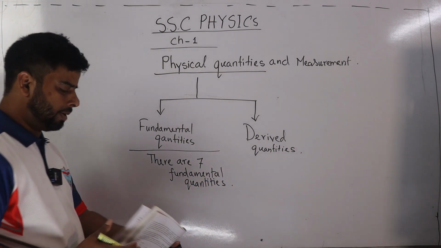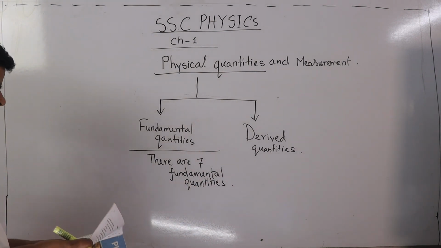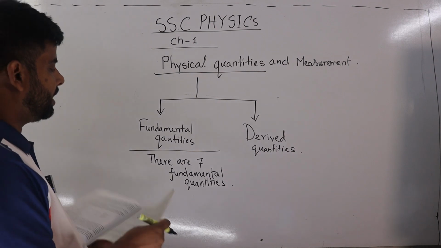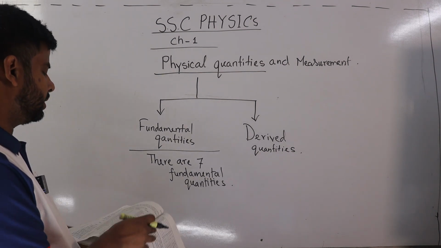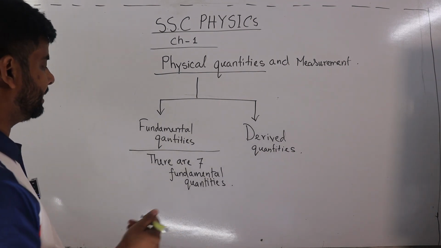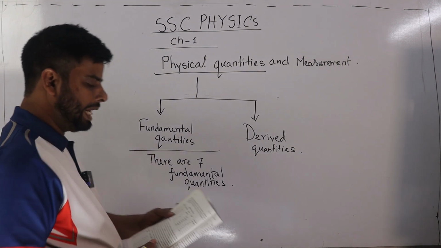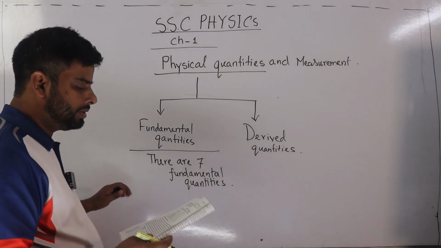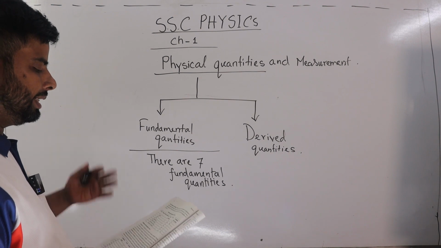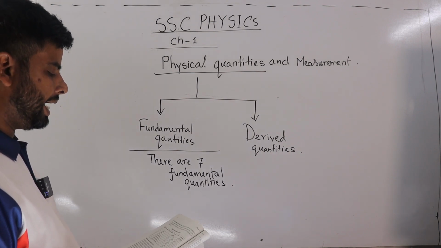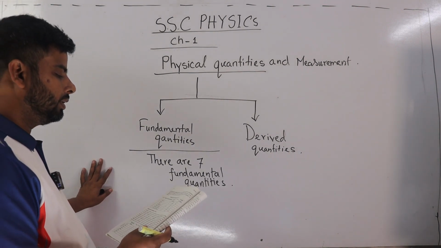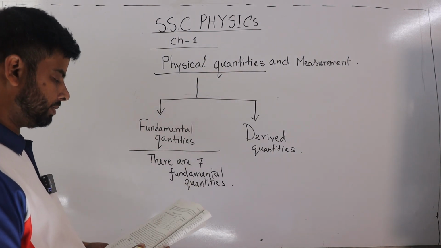Number one, mass. Mass is a fundamental or independent quantity. Length, mass, time, temperature, electric current, luminous intensity, amount of substance. There are 7 fundamental quantities.